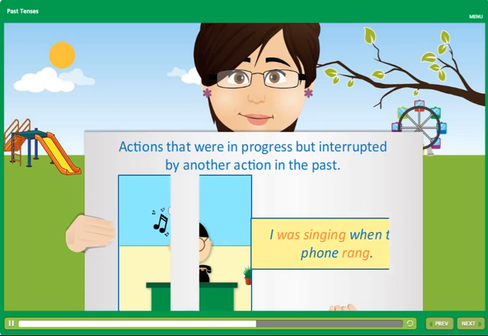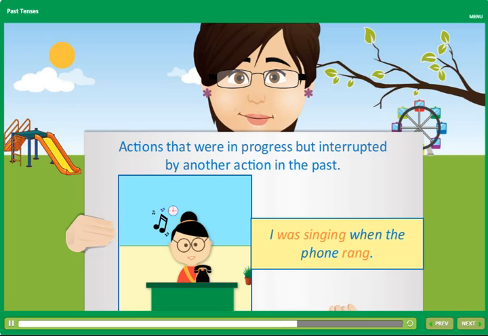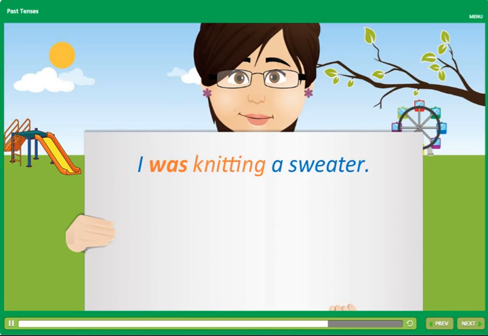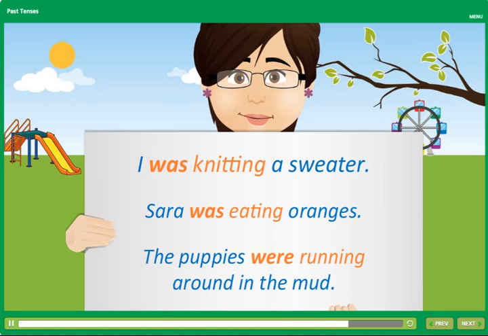The past continuous is often used when one action in progress is interrupted by another action in the past. We usually use when or while in such sentences. For the first person singular, we use was, and for all others, we use were. Phrases like last night, yesterday, etc. all indicate the past simple or past continuous tense.